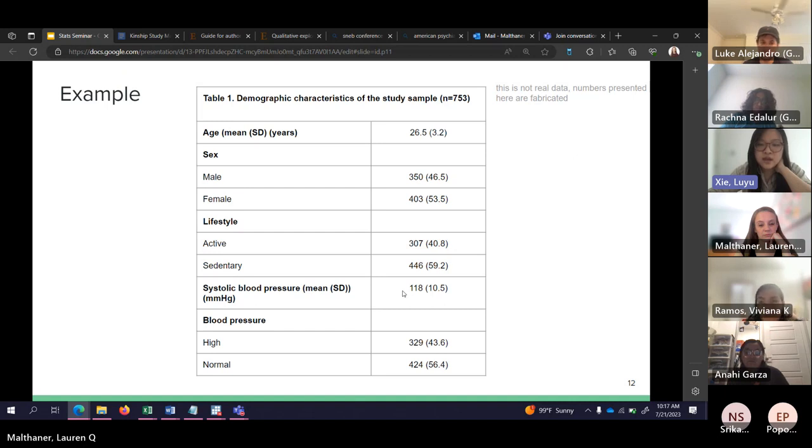So for the continuous systolic blood pressure, we report mean with standard deviation, but we can also report blood pressure as a binary variable, like high versus normal. We have 43.6% who had high blood pressure, and 56.4% who had normal blood pressure.